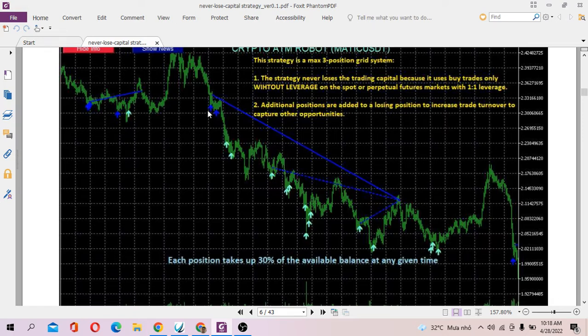What kind of signals, indicators or candlestick patterns do I use? I will never reveal these details because they are secrets, I would say.